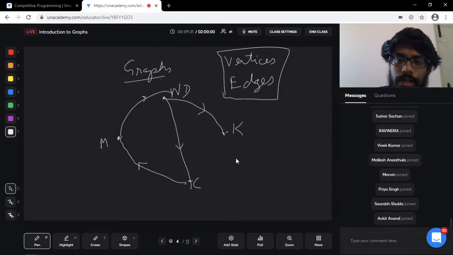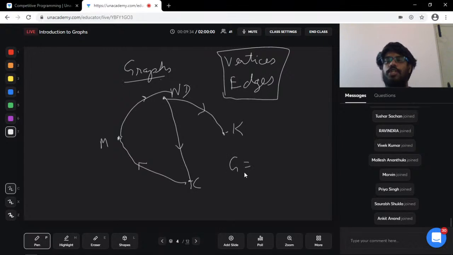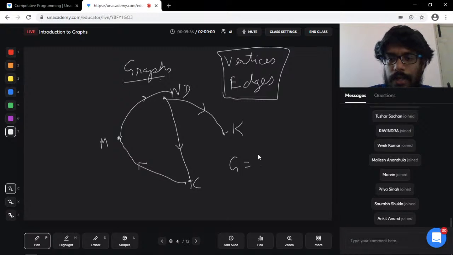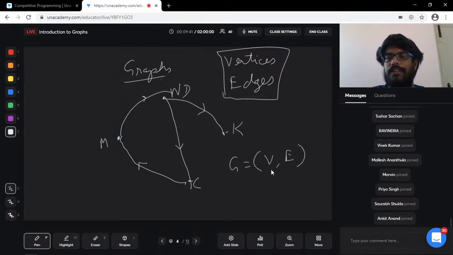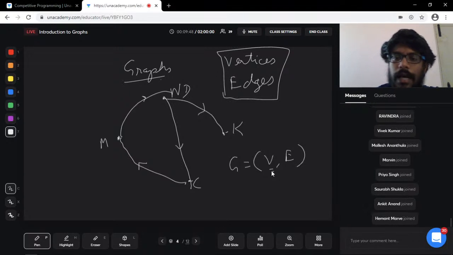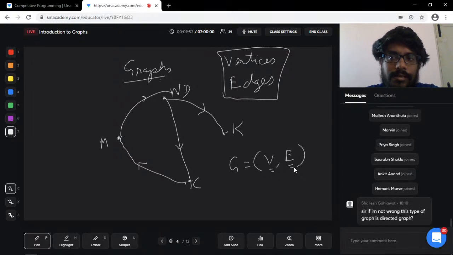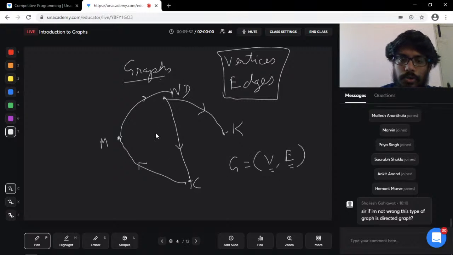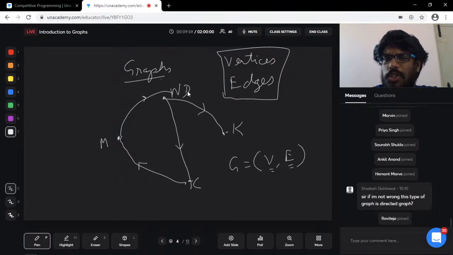Graphs are usually denoted by the letter G. We call it as V comma E, right? Where V represents the vertex set, that is the set of all vertices I'm interested in, and E is the edge set, that is it has all the edges that I want to put into this graph. So we will not name vertices usually as New Delhi or Kolkata or Mumbai. We usually go with V1, V2, V3, V4.